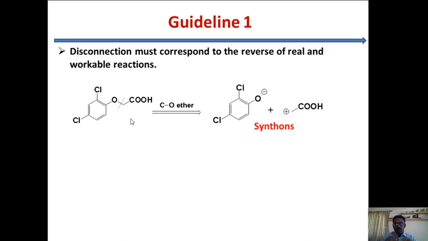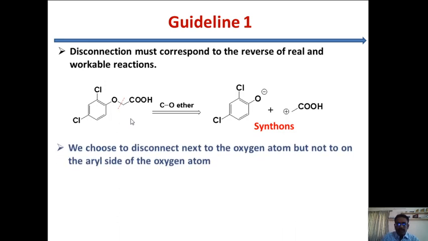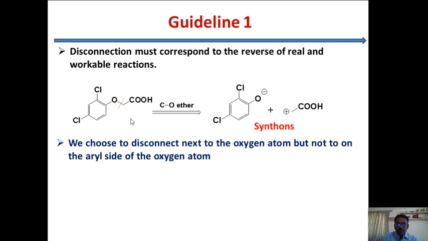So you know in your mind that this reaction will happen. Suppose you break the bond, this reaction will happen when you do the forward reaction. So that is the first point. Based on the known chemistry, you can break a bond. So we choose to disconnect here.